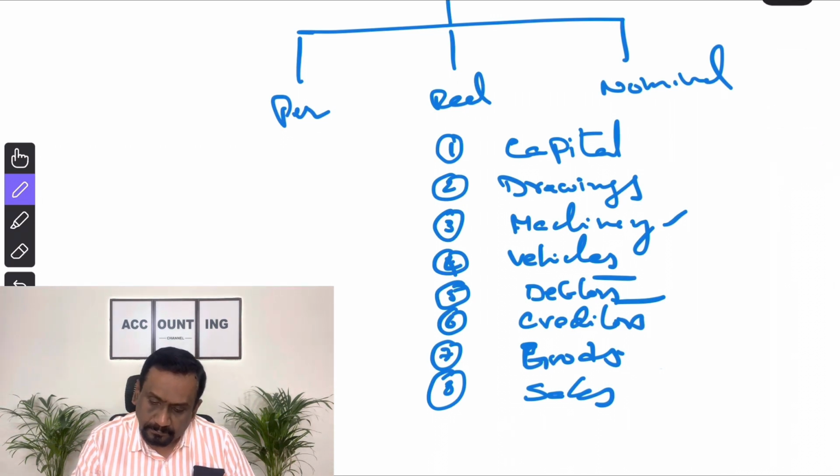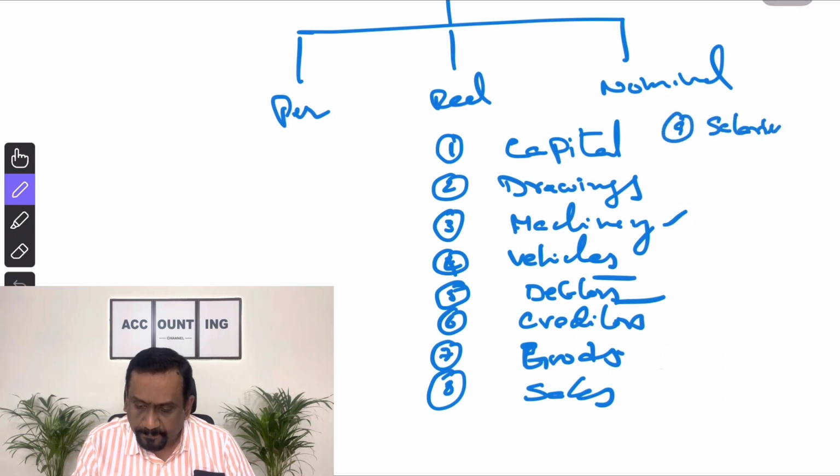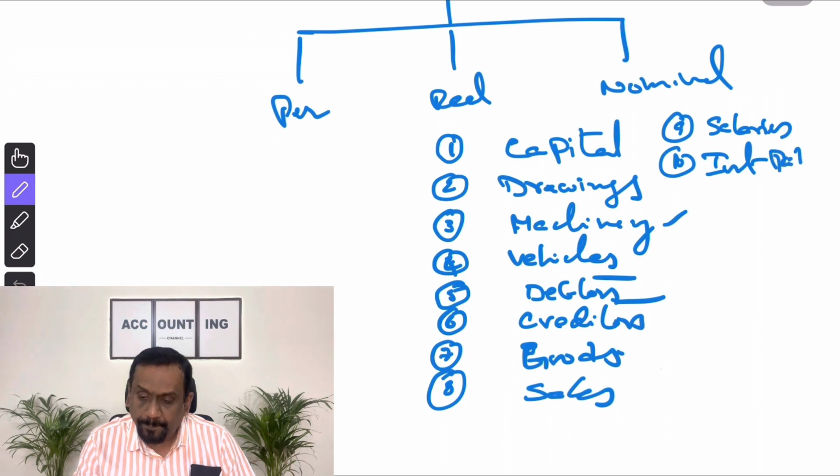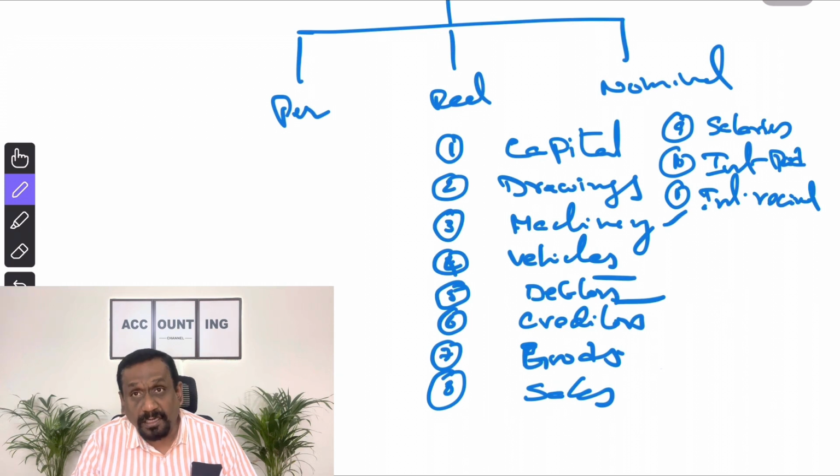Then salaries. Salaries is an expenditure, nominal account. Interest paid, expenditure. All expenses and losses come under nominal account, so nominal account. Interest received, income. All incomes and gains come under nominal account. Interest received is a nominal account.